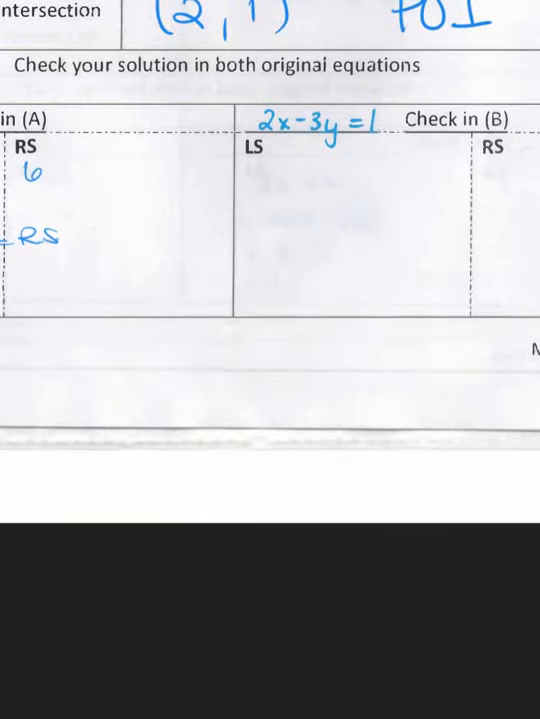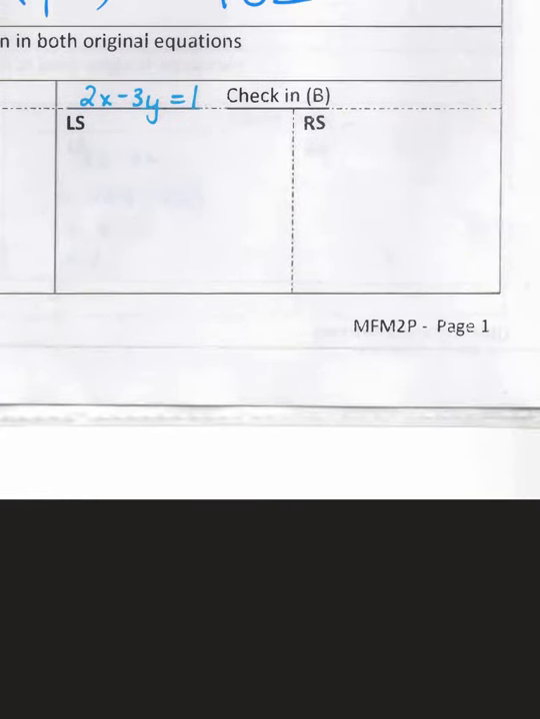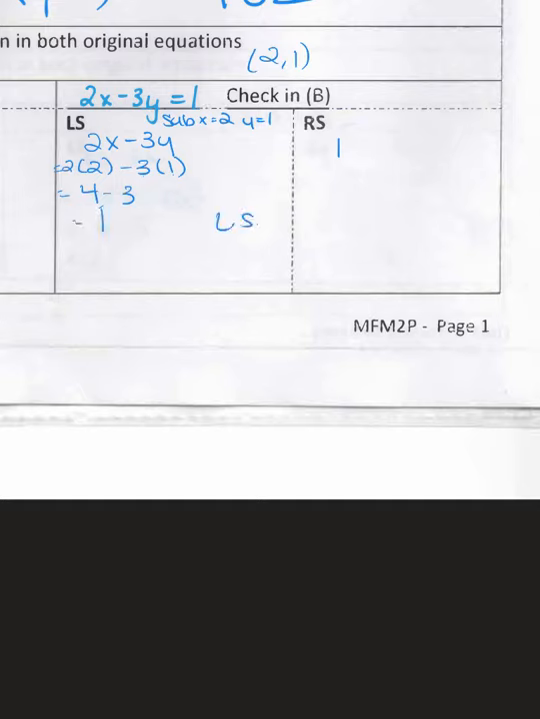Now I'm just going to do a quick checkaroo with my second equation. And we said that it was 2 and 1. On my left-hand side, I have 2x minus 3y. On my right-hand side, I have 1. I'm going to sub x equals 2, y equals 1. So every time I see an x, I'm going to replace that with a 2. Every time I see a y, I'm going to replace that with a 1. 2 times 2 is 4. 3 times 1 is 3. 4 minus 3 is 1. And again, my left side and my right side equal each other. 1 and 1 are the same number. Math smiley face and a check mark.